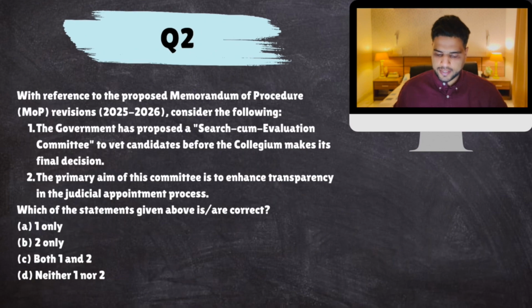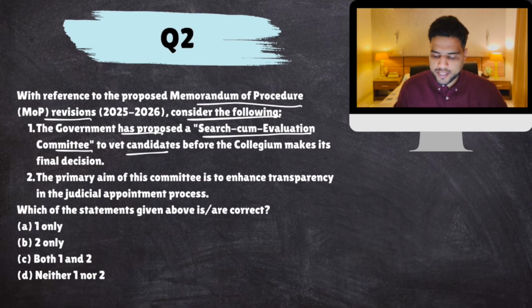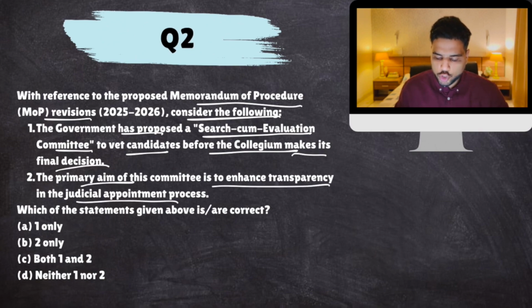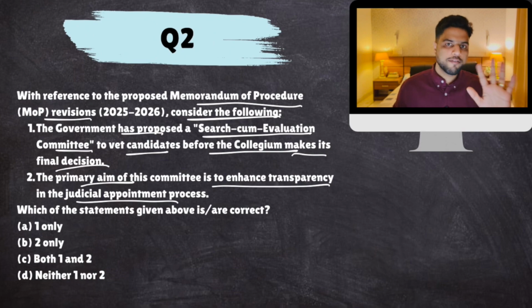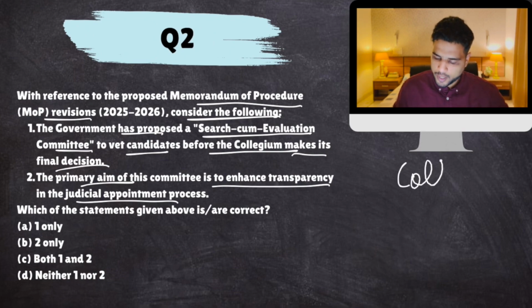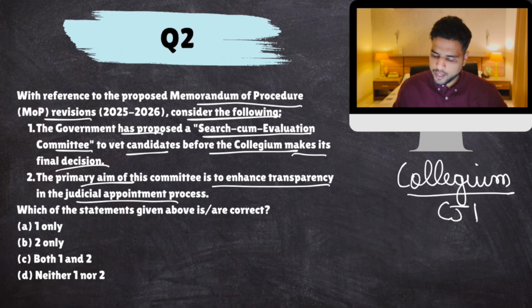Alright, next. With reference to proposed memorandum of procedure, consider the following. The government has proposed a search-cum-evaluation committee to vet candidates before the collegium makes its final decision. The primary aim of this committee is to enhance transparency in the judicial appointment process. Now here's the thing. What is the procedure of appointment of judges? Now you're familiar with the collegium system. Collegium takes the final call, and collegium consists of CJI plus 4 judges.